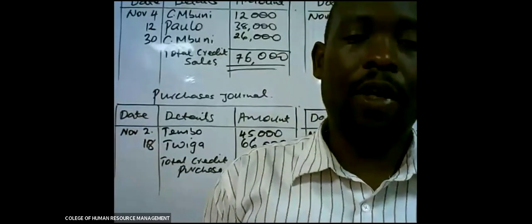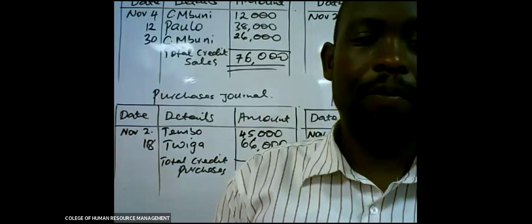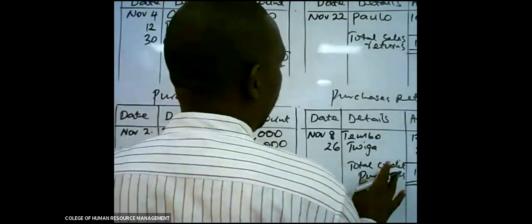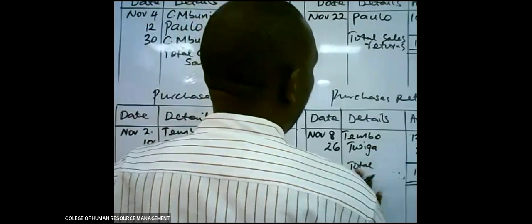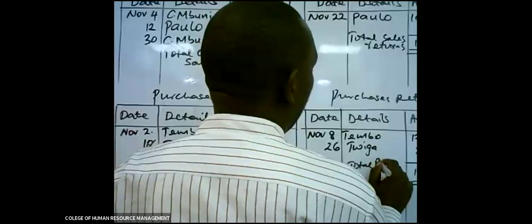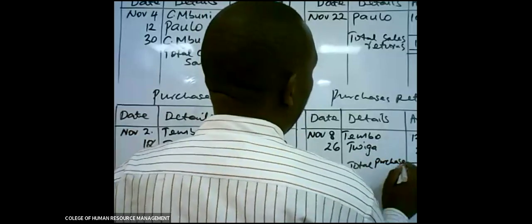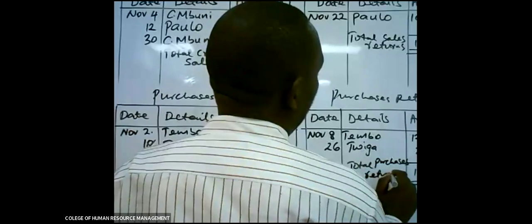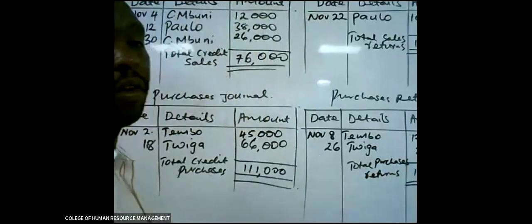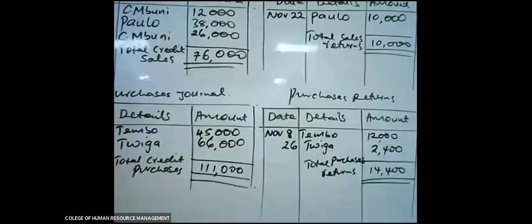Then now we look at... Excuse. Yes. The fourth column, is it total purchase return or it's total purchases, credit purchase or what? Oh, the total. Thank you. This one is total purchases returns. Yes. Total purchases returns.